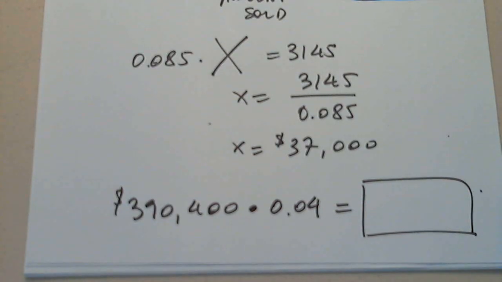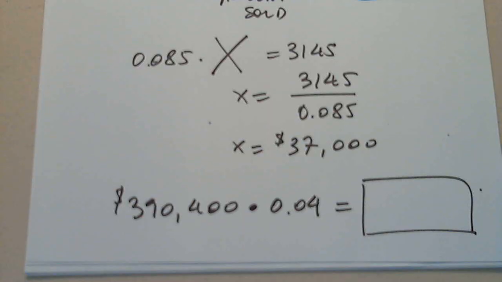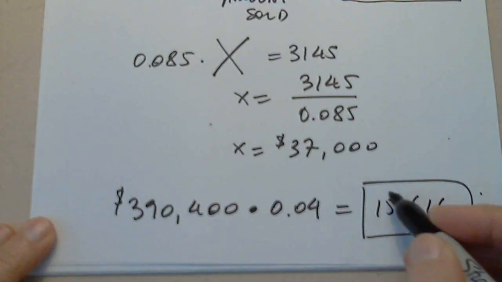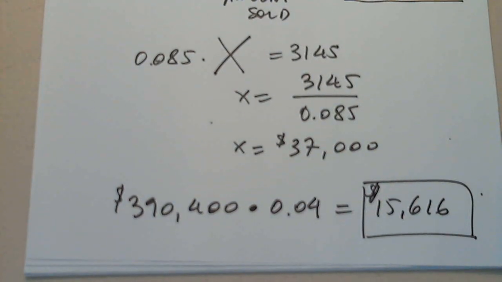Let's see how much she made in commission this week. So 390,400 multiplied by 4%, 0.04. So she made $15,616 this week. Good. I think we got the idea. Okay.